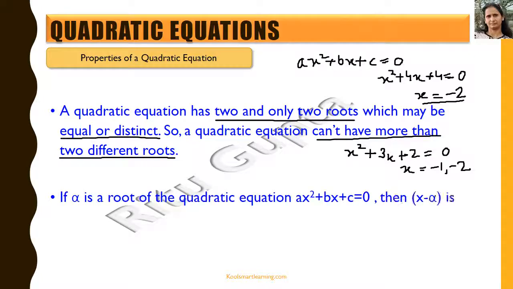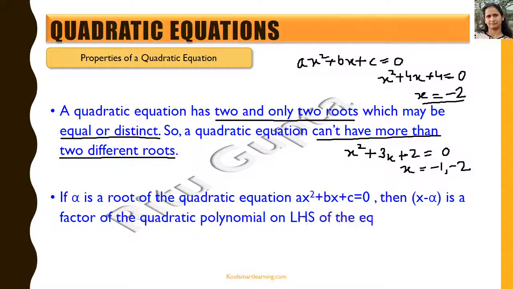Now if alpha is the root of a quadratic equation ax square plus bx plus c equal to 0, and this being the general form of a quadratic equation, then x minus alpha is always a factor of this quadratic polynomial on the left hand side of the equation.